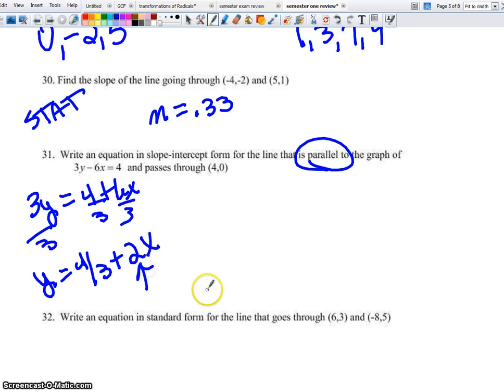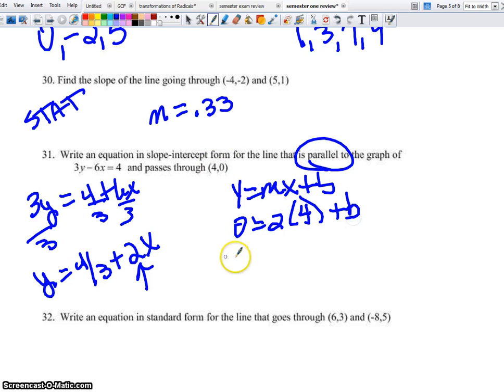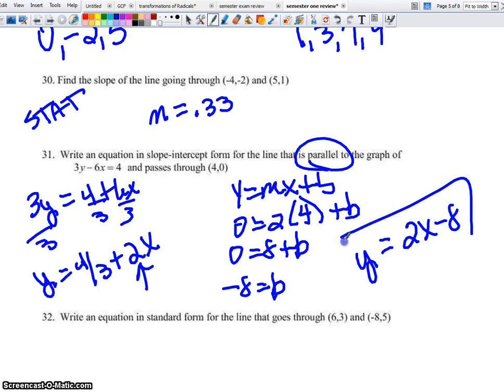My slope is 2. So y equals mx plus b. My y is 0 equals my slope is 2 times my x is 4 plus b. 0 is equal to 8 plus b. Move your 8. -8 is equal to b. Put these together. Y is equal to 2x minus 8. That's one of the longest ones you're going to have.